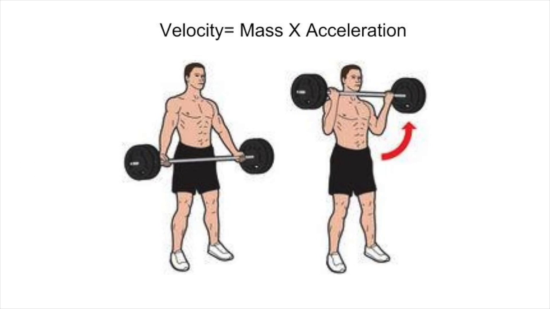Another variable that we can manipulate to increase motor unit recruitment is velocity. Velocity is the speed from one position to another and is measured by mass times acceleration. So, how fast you moved the weight from the bottom start position of a bicep curl to the top finished position. Our focus is going to be on increasing acceleration to increase velocity.